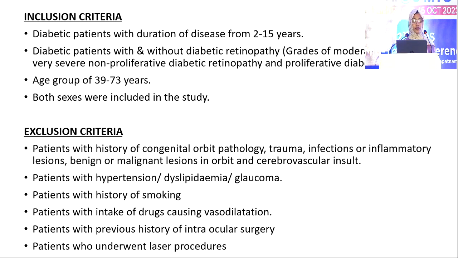Inclusion criteria include patients with duration of disease from 2 to 15 years, and diabetic patients with and without retinopathy. I included moderate, severe and very severe NPDR and PDR patients, in the age group 39 to 73 years, and both sexes were included. Exclusion criteria are patients with a history of congenital orbital pathology, trauma, infection, inflammatory lesions, benign and malignant lesions in the orbit, cerebrovascular insult, hypertension, dyslipidemia, glaucoma, history of smoking, and intake of drugs causing vasodilation.